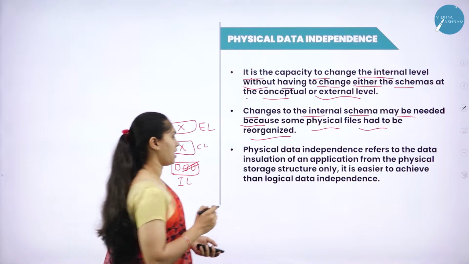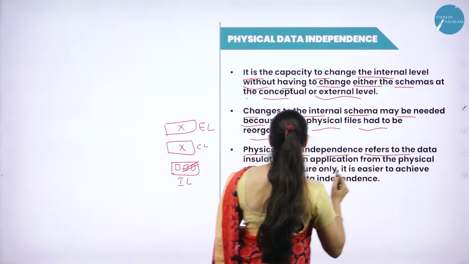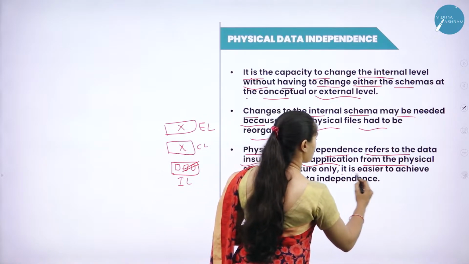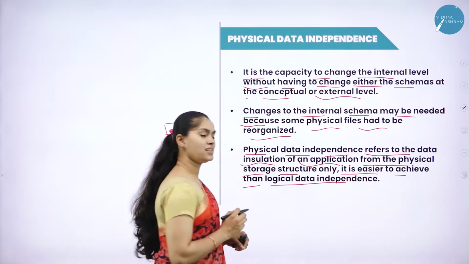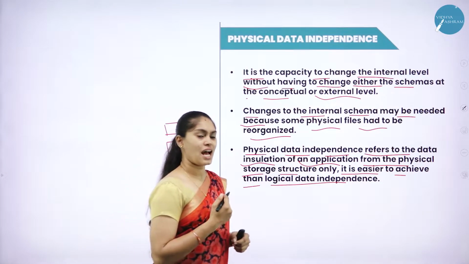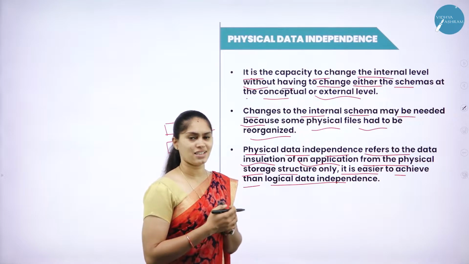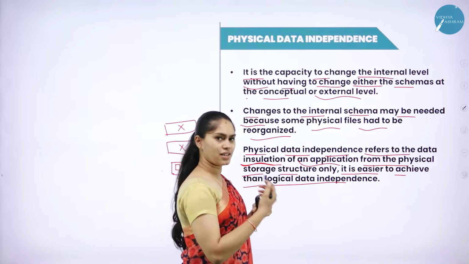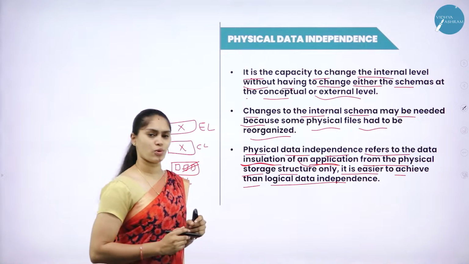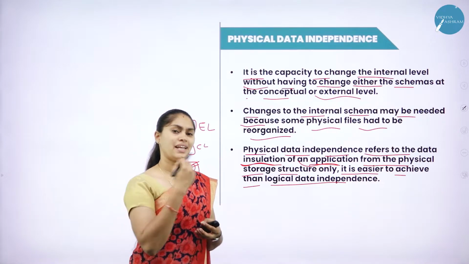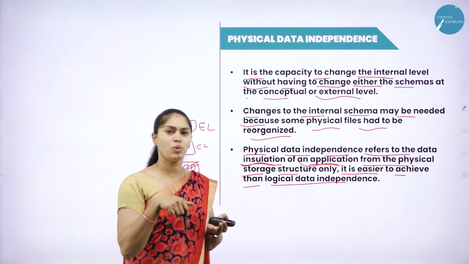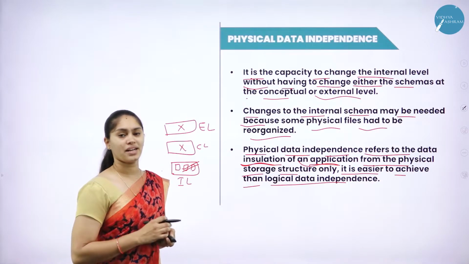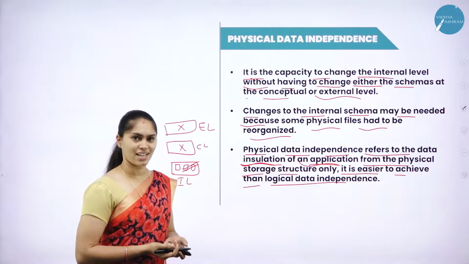And also this physical data independence refers to the insulation of an application from the physical storage structure only. So it is easier to achieve than the logical data independence. If we consider physical and logical, physical data independence is somehow easier than logical data independence. In physical data independence, we insulate the application from the physical storage structure. That's why no need to worry about any other tables, no need to worry about any other files. We are doing it internally, and that will not affect any of the external or conceptual levels. That's why it is considered an easier method than logical data independence.